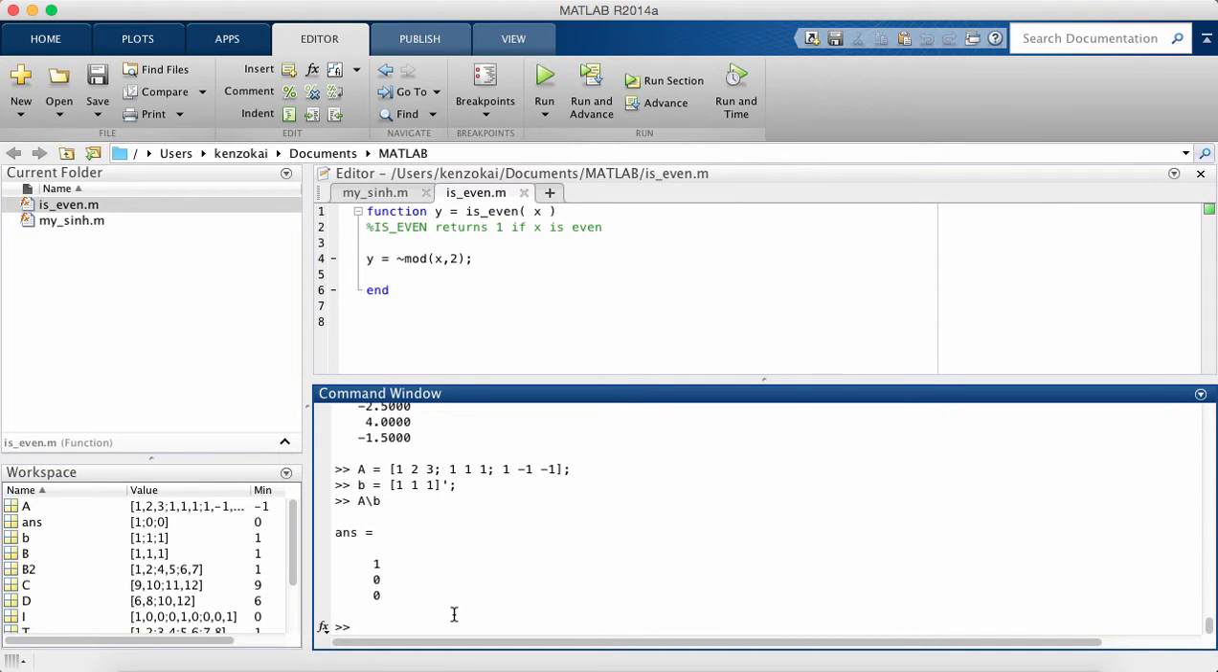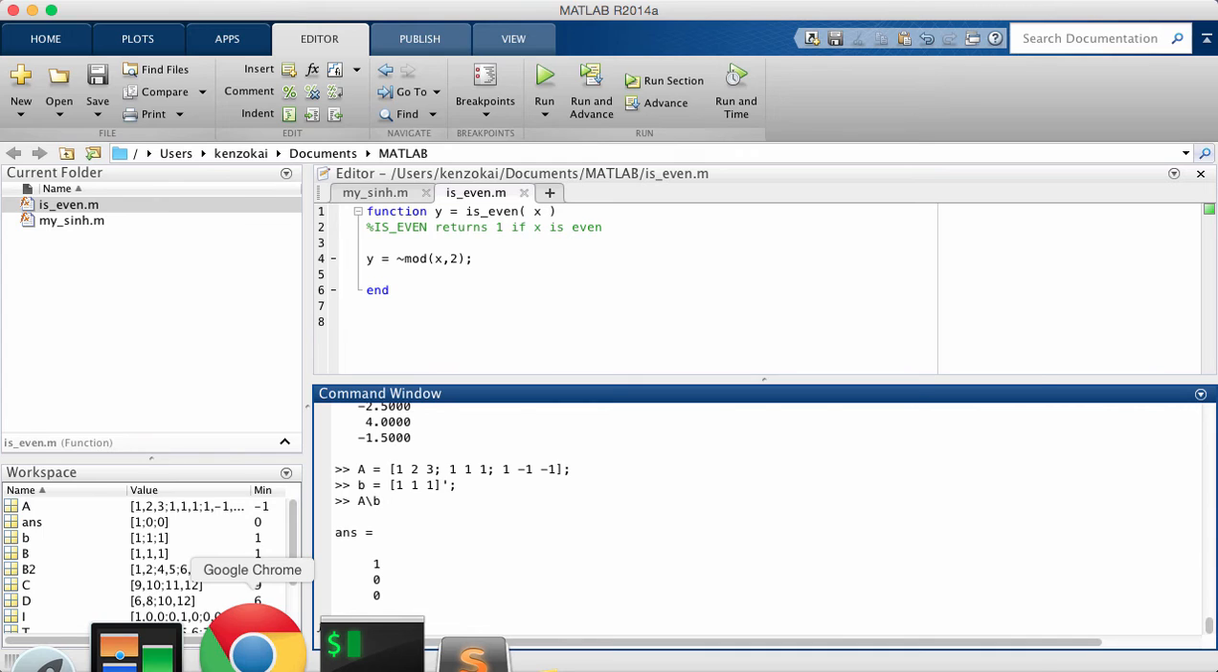So in this Matlab tutorial, we're going to talk about some basic linear algebra in Matlab. The first thing I want to talk about is how to solve linear equations. In general, these are in the form of Ax = b, where A is a matrix, x is a vector of the variables you want to solve for, and b is a vector of constants.